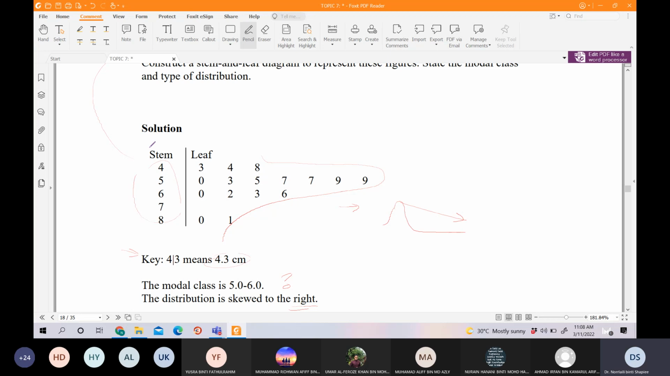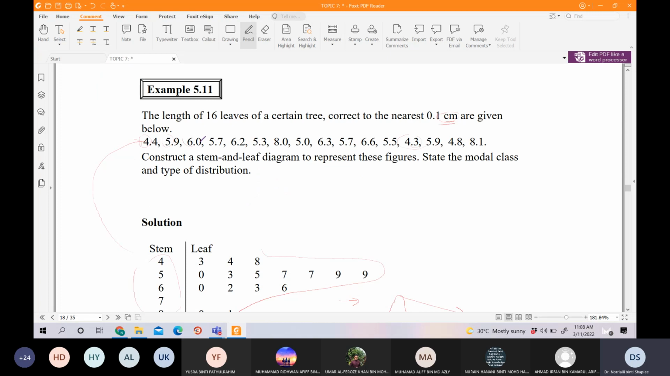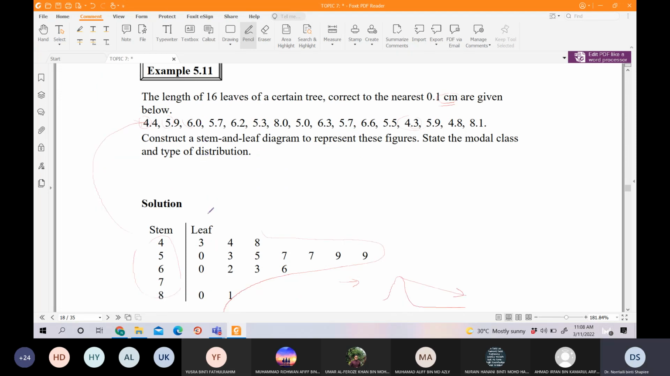Remember, for the stem it must be the first digit. The first digit is this one. And the leaf is the final digit. The stem can consist of any number of digits, but the leaf is only a single digit.